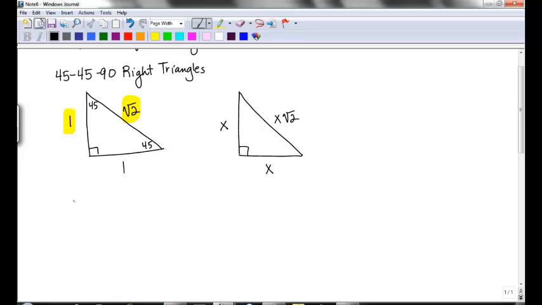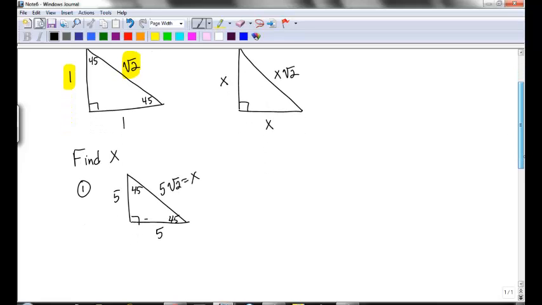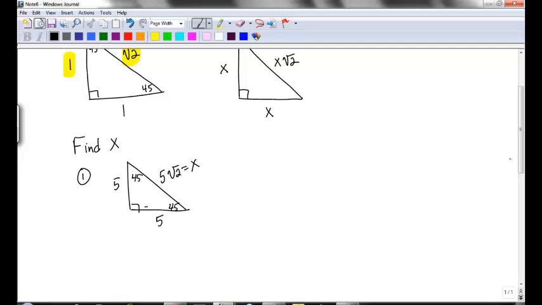They will give you problems like this, and they will just say find x. Don't make these hard. You look at the picture. Let's say this is 45, this is 45. If I gave you this side was 5 and this side was 5, what's the hypotenuse? 5 radical 2. And that's what they were asking you to solve for. Solve for x. Don't make it hard.